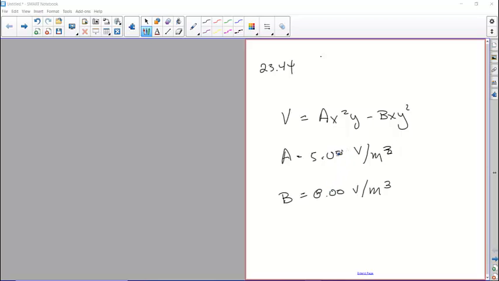Now notice the units for A are volts per meter cubed, and the units for x and y are meters. So we'll have meters squared times meters, which is meters cubed, which will cancel out with the meters cubed in the denominator, which will leave an answer in volts. The same with B.